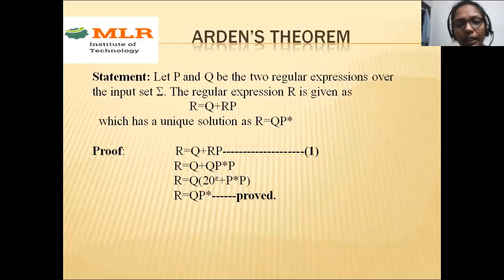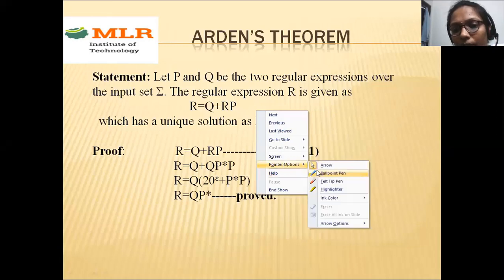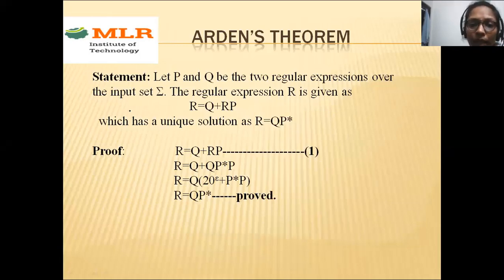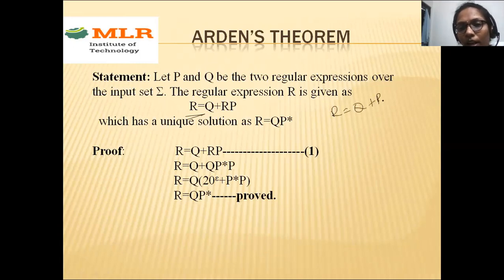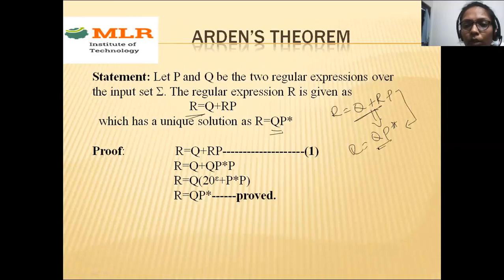In the theorem, the given statement is: P and Q are two regular expressions. They are taking two regular expressions here, P and Q, and they have given a statement here: R is equal to Q plus RP. For this we need to find the solution, and they have one solution for this. What is that solution? QP star. So we should prove this is the solution of the given expression. The unique solution, the only solution, is QP star only.